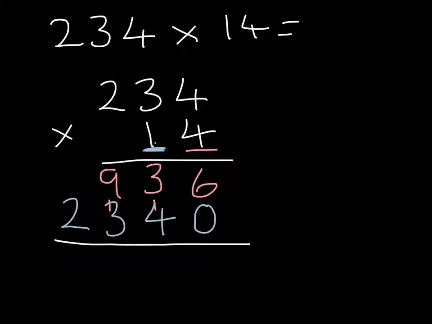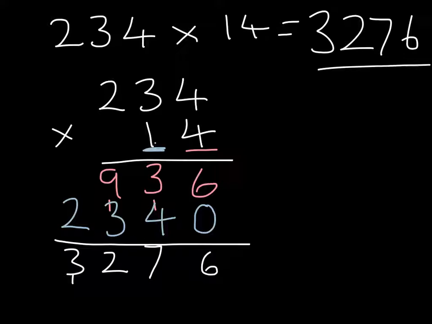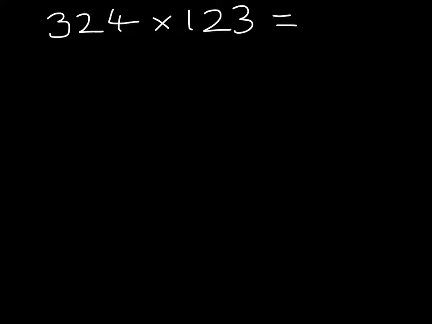So 6 plus 0 is 6, 3 plus 4 is 7, 9 plus 3 is 12, 2 plus a sneaky one is 3, so the answer is 3,276. Here's another one. You can see I've made the number slightly bigger again. So I've got 324 multiplied by 123.